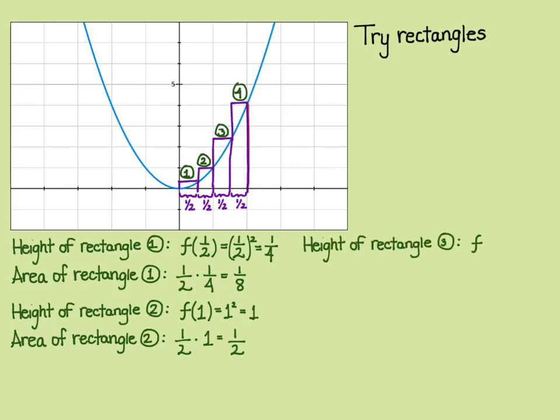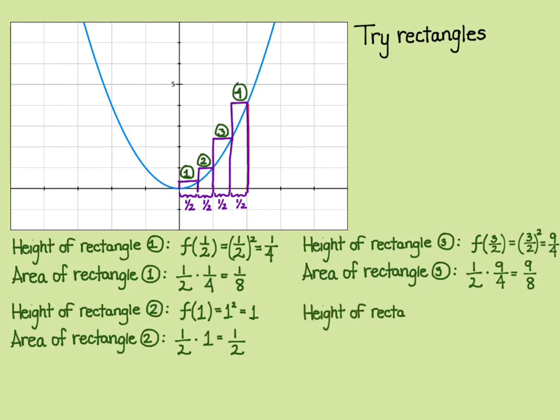The height of rectangle 3 is f of 3/2, because for this one, we had to move over 3 times from 0. So we had to move over 1/2 plus 1/2 plus 1/2, which is 3/2, and plug that into our function to get the y value. This ends up giving us 3/2 squared, which is 9/4. So the area of rectangle 3 is going to be the base times the height, which is 9/8.